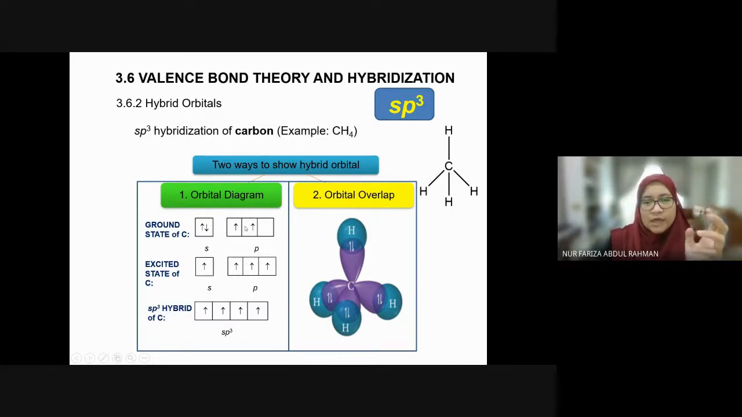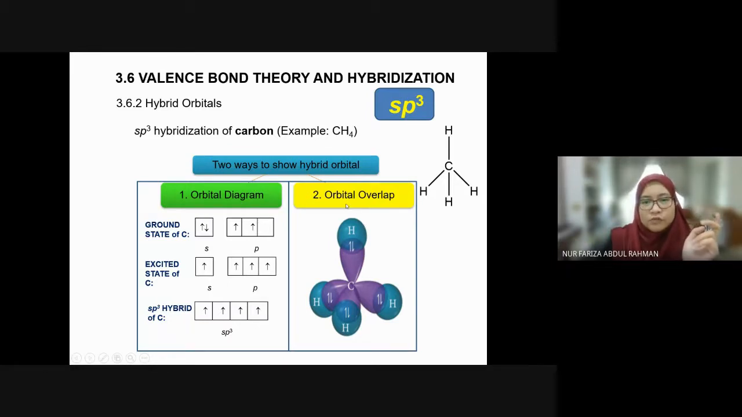Orbital diagram, there's a lot of things that you need to consider. It needs to be promoted and then combined, and then sometimes it doesn't even promote, it just combines directly. So you can consider all of that. But for orbital overlap, you can just use your Lewis structure as your reference for you to draw your orbital overlap. This is what we call orbital overlap.